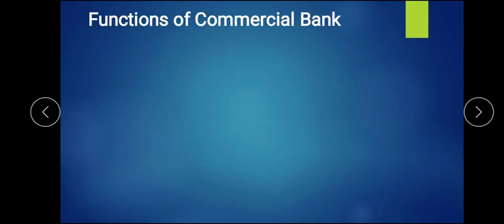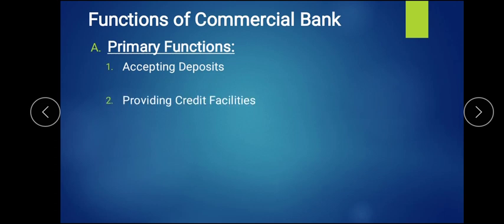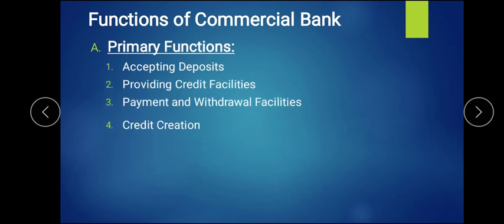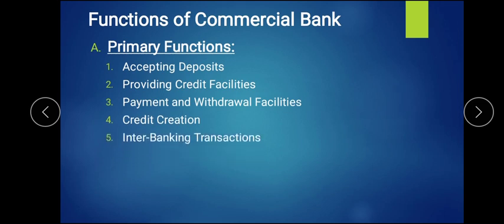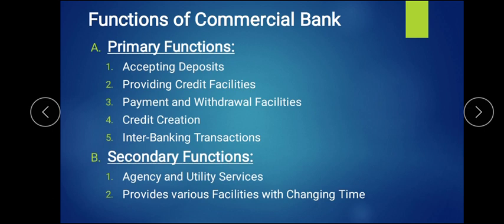Now, we have seen the list of commercial bank functions: the primary functions, that is accepting deposits, providing credit facility, payment and withdrawal facility, credit creation, interbanking transactions, and the secondary functions like agency and utility services, and providing various facilities with changing times. So these were the primary and secondary functions given by commercial banks.